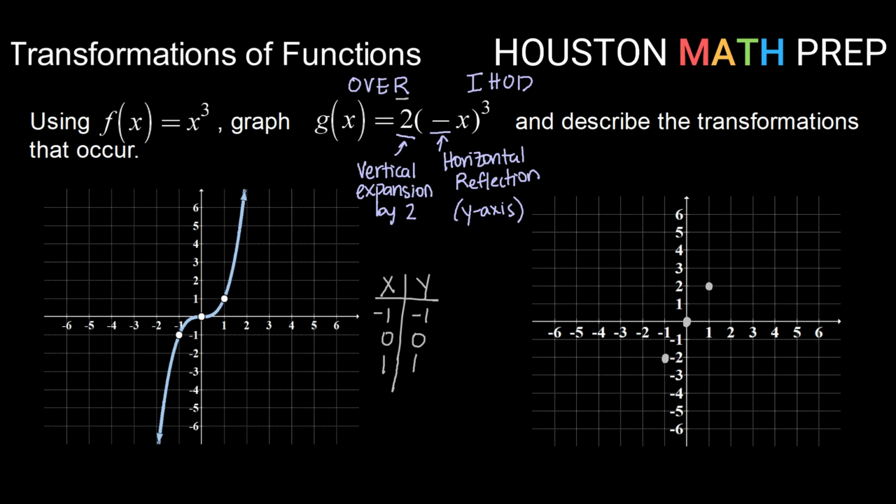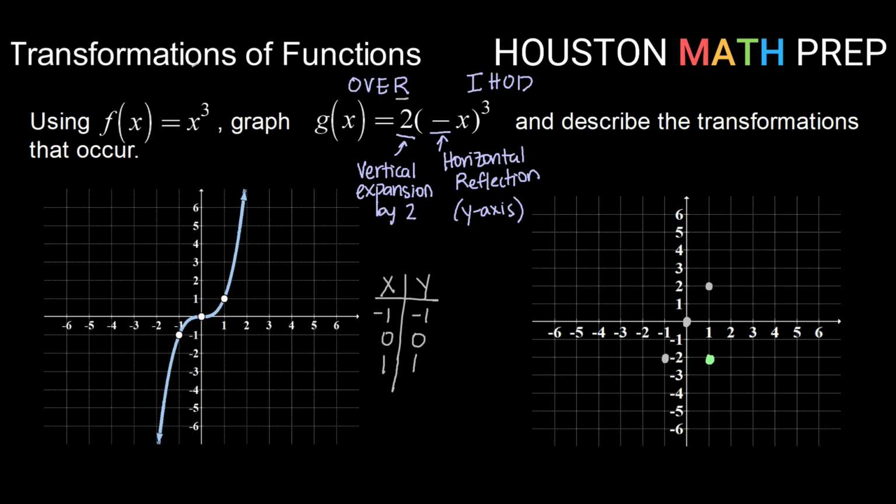Now, before I connect the dots, I want to come in and add my horizontal reflection, or my flip over the y-axis. So this one I think is best done just visually. So take each point and it's going to reflect over the y-axis. You can also think that we're multiplying the x value by a negative. So my (-1, -2) point, if I flip that over the y-axis, I land over here at (1, -2).